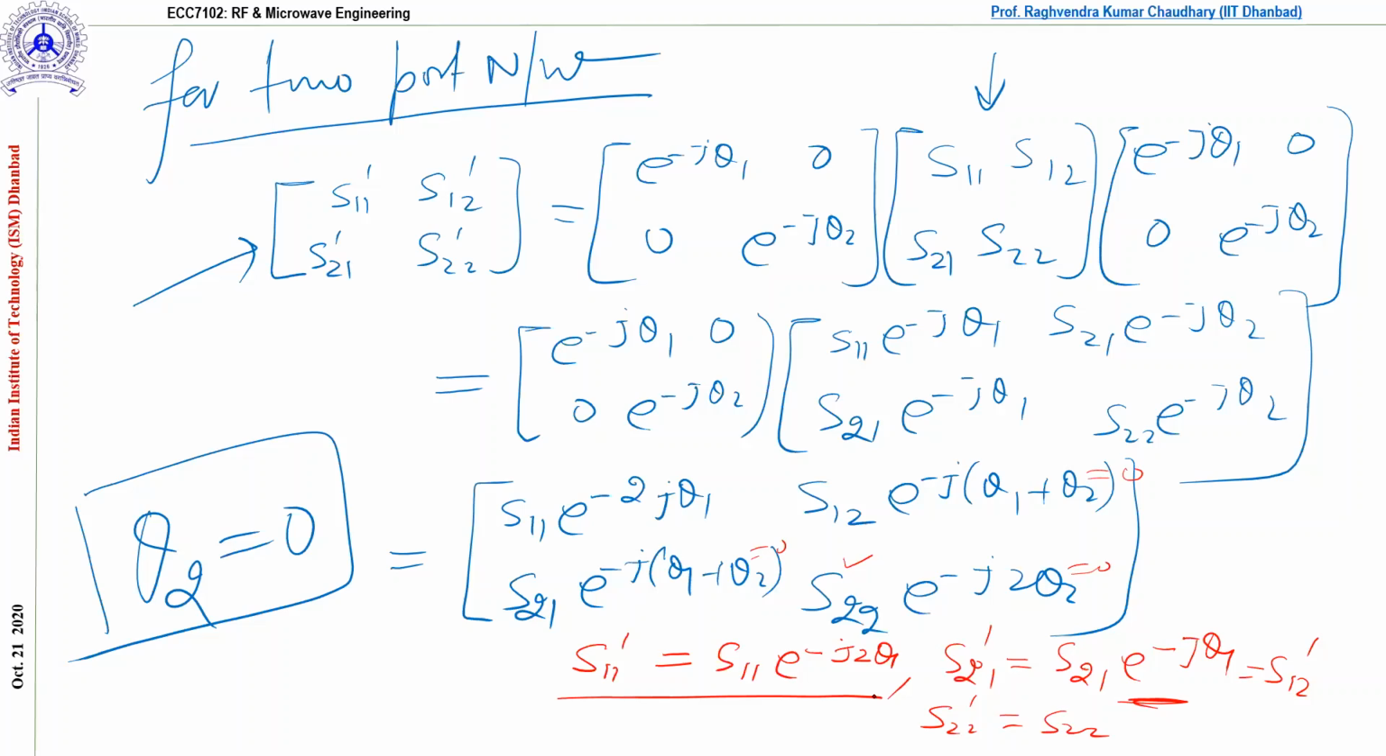Fine. So what you can conclude, particularly from this term S11. Let's say this is your N port network. Let's suppose this is a single port device. An antenna is a single port device, correct? And here you fit your machine, which is called a VNA, vector network analyzer, and this is the DUT.